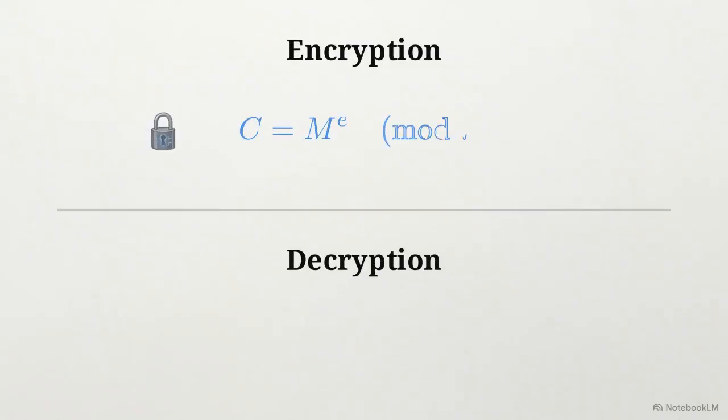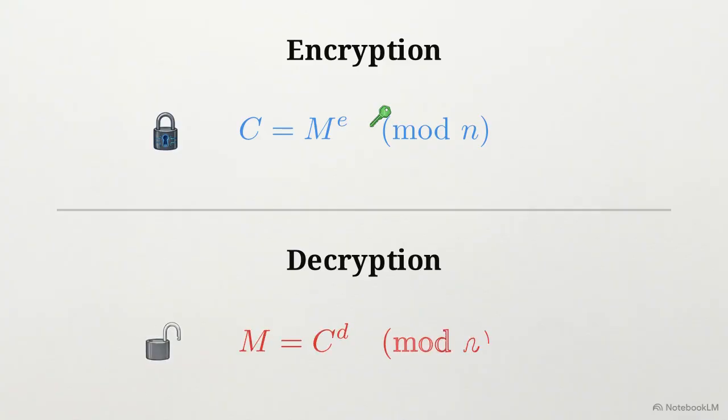To encrypt a message, we raise it to the power of e modulo n. To decrypt, raise the resulting ciphertext to the power of the private key d modulo n.